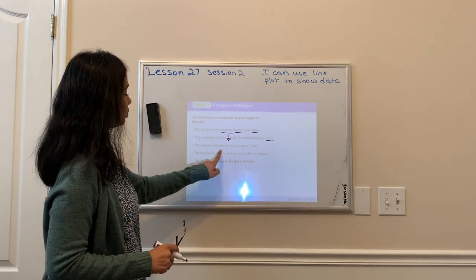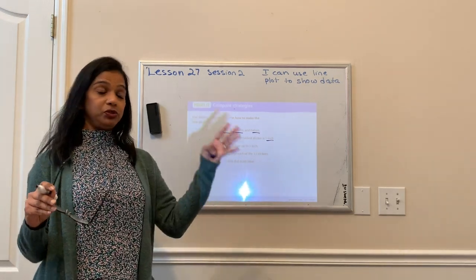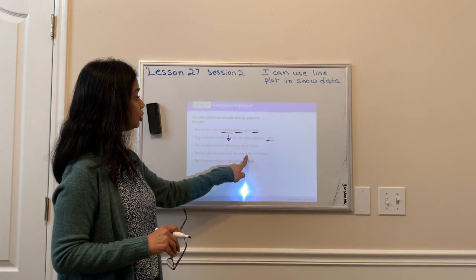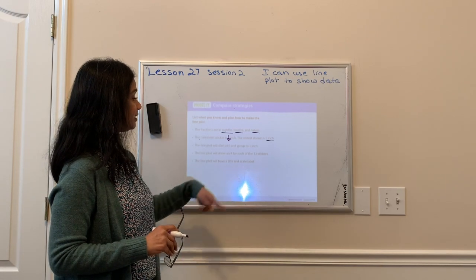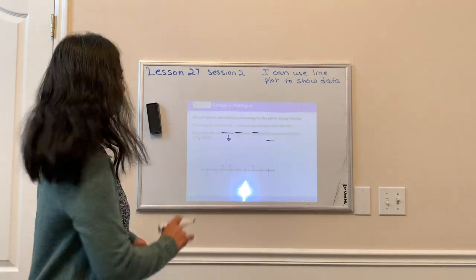The line plot will start at 0 and go to 1 because that is the data set. It goes from the smallest to the biggest. The line plot will show an X for each of the 12 stickers. The line plot will have a title and a scale label. All right? Okay, let's look at this.